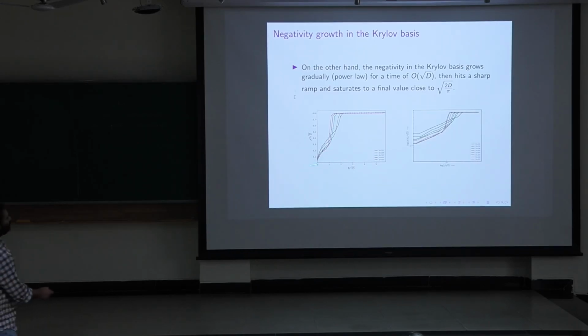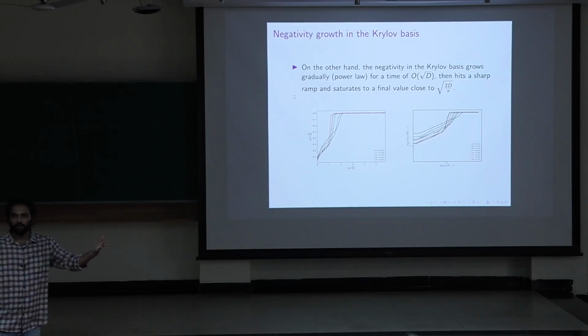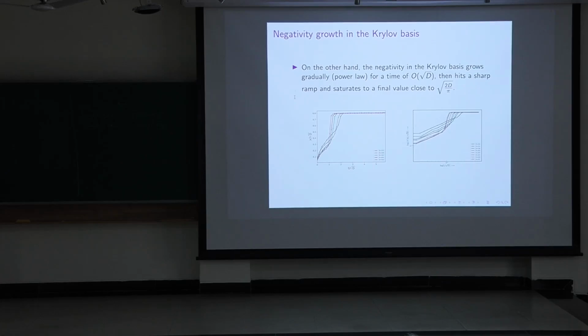What is happening is that the fine tuning that you've done in terms of choosing your basis is helping you keep the state classical for a long time, for almost exponential time. But at that point, you lose all the fine tuning you had. Okay, the state has become sufficiently random that the fine tuning that you did was useless, and you lose all of that, and the negativity jumps up.